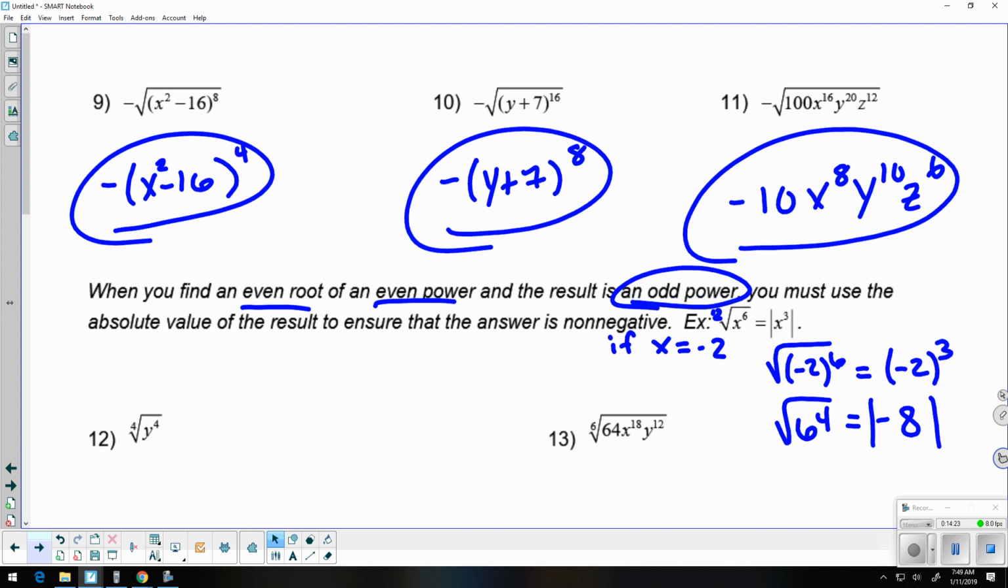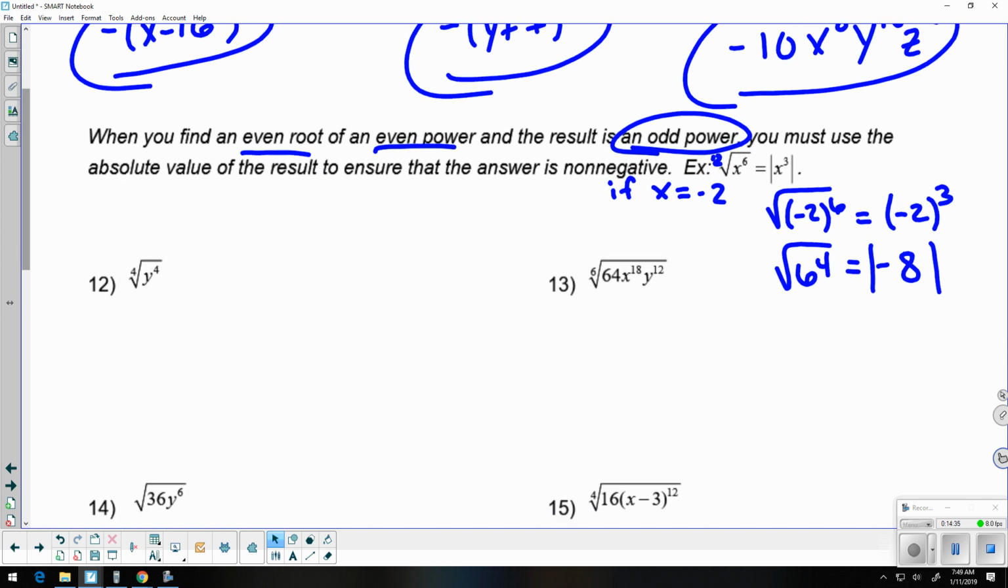So again, if it's an even index, an even root of an even exponent, and it comes out to be an odd, then you have to have the absolute value around your solution. Okay, so let me kind of show you what I mean. So for this one, for example, we got even, right? So I'm taking the 4th root of y to the 4th, but my answer is technically odd. It's y to the 1st power, so I need absolute value around it.